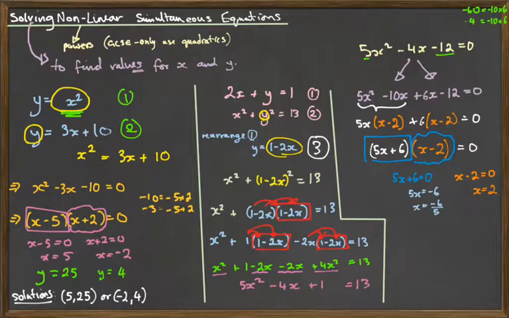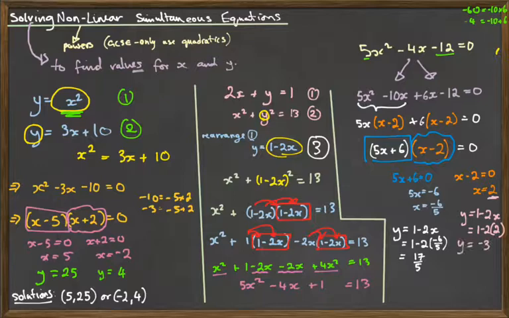If you do that, I'm going to use equation 3 here. I'm going to say, well, y is equal to 1 minus 2x, which is 1 minus 2 times minus 6 over 5, which ends up being 17 over 5 when you finish it off. When you put 2 into the equation, you get 1 minus 2 times 2, which is 1 minus 4, so y is minus 3. So the solutions will be x is minus 6 over 5 and y is 17 over 5. And the other solution will be x is 2 and y is minus 3.